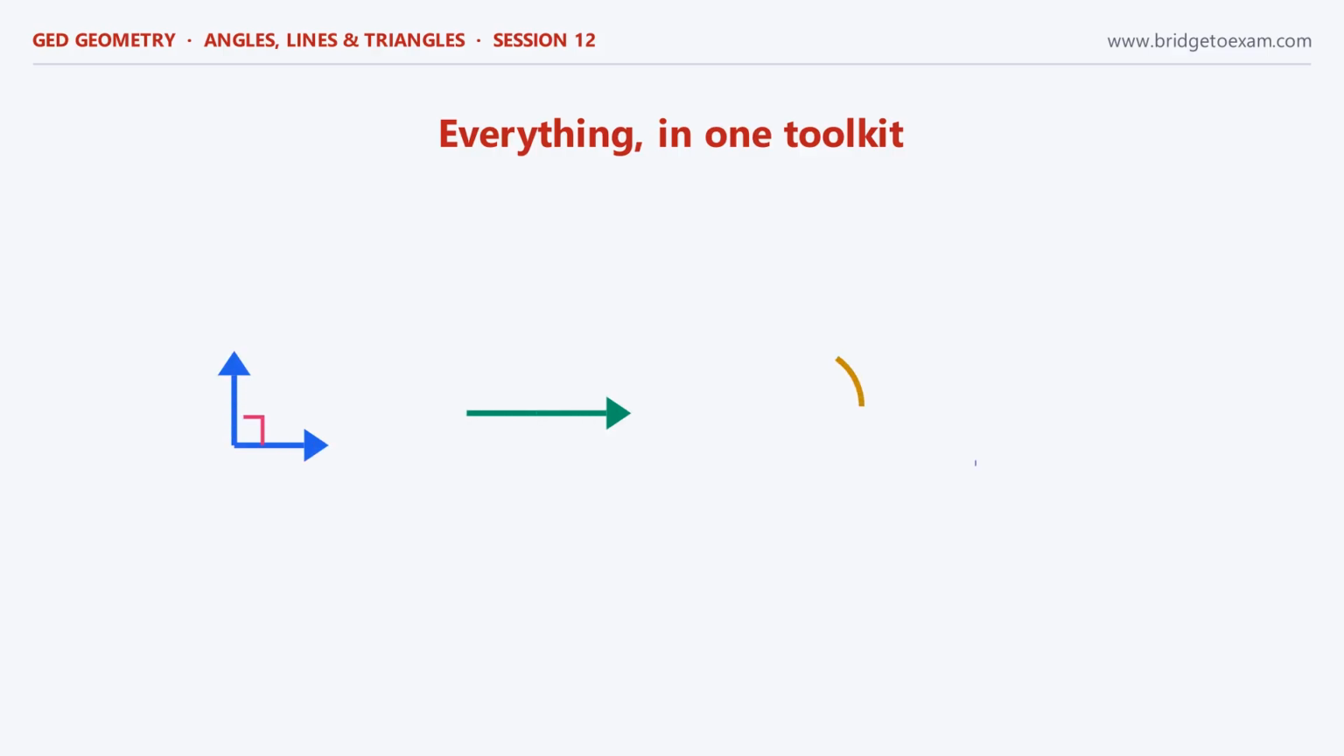Welcome to Session 12, the final lesson of this course. Congratulations on making it here. Over the last 11 sessions, you've learned every angle rule the GED will ask about. Today, we're not adding anything new.